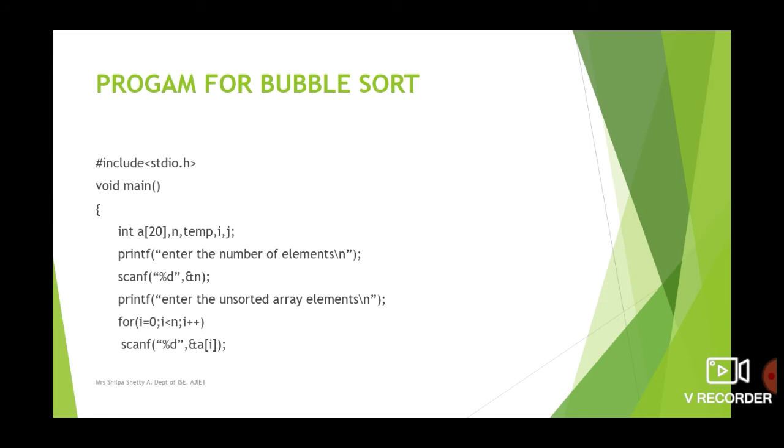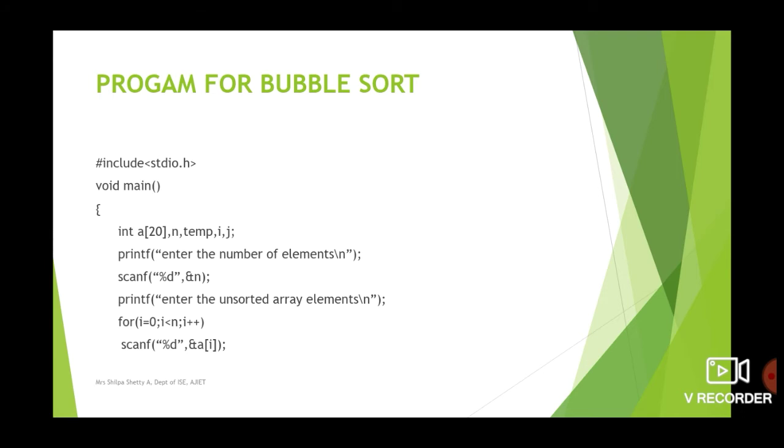So first let us read the number of elements in the array. So printf, enter the number of elements, scanf %d ampersand n. So n is the number of elements, the size of the array, and %d because n is declared as an integer. So %d is the format specifier here.